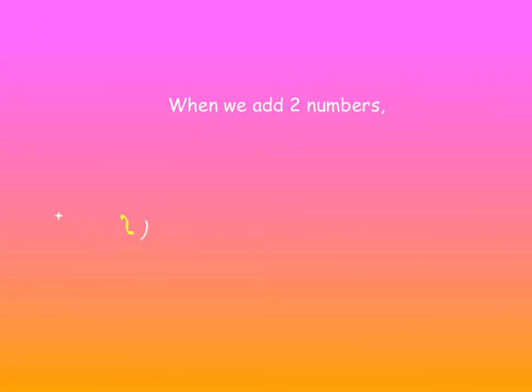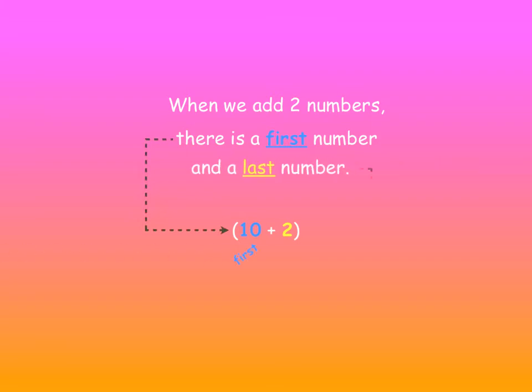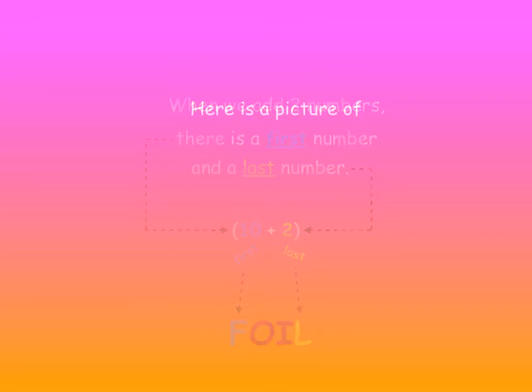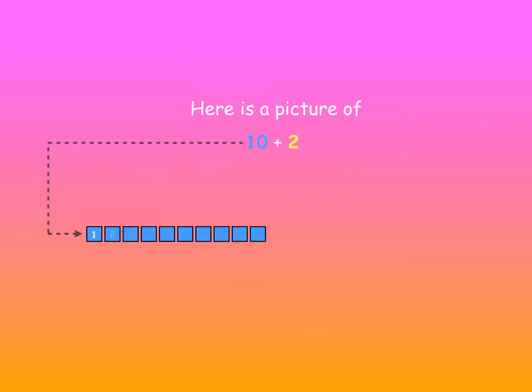When we add two numbers, example 10 plus 2, well, there's a first number, and there's a last number. First, as in F from FOIL, and last, L. Here is a picture of 10 plus 2. Let's say you've got 10 boxes plus 2 more boxes.